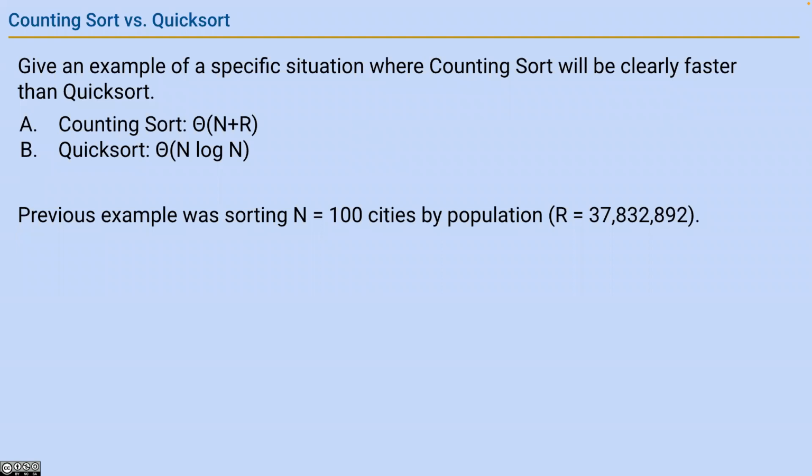All right, one more question for you since I keep throwing these out at you. There's not 2 choices. I want you to give me an example of a specific situation where counting sort is going to be a lot faster than quick sort. Just a small one. I gave you an example where quick sort would be faster. What's one where counting sort would be faster? Big N, small r. So what's an example of that?